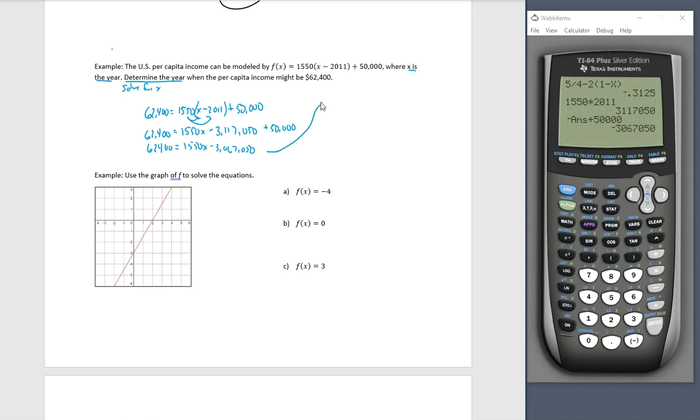I'm going to bring it up into this column. We will have 1,550x on the right. We have a 62,400 on the left. To that, we will add 3,067,050. Whew. Still dealing with some big numbers here.